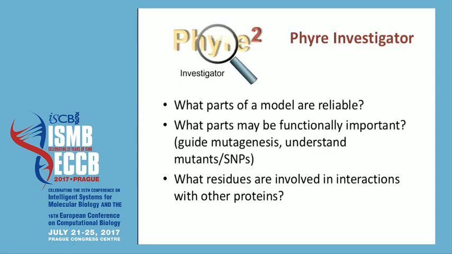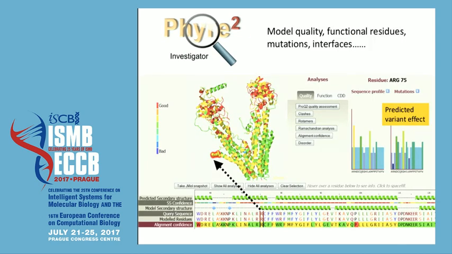Additional features, there's Phyre Investigator. This enables you to drill down and see which parts of the model are reliable, and also we've incorporated a variant prediction called Suspect from our group, and that will tell you as you go along the sequence which residues are likely to have a major effect on the phenotype if their amino acid is changed.